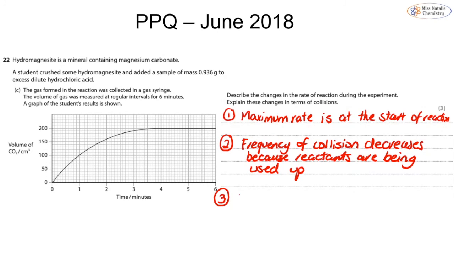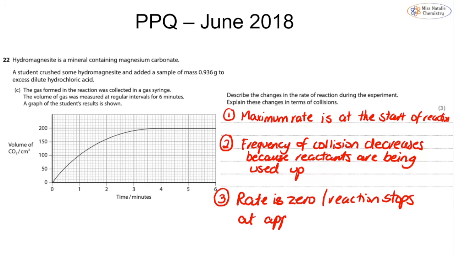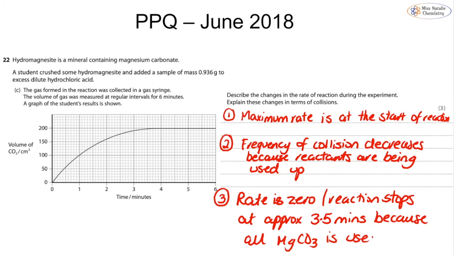And then eventually, the rate is 0 and the reaction stops. That happens at approximately 3.5 minutes, and that is because all the magnesium carbonate is used up. Be very aware that you cannot say that all of the reactants are used up because you have used excess hydrochloric acid, so you are not going to use all of that. You have to reference the limiting factor here, and that's the magnesium carbonate.